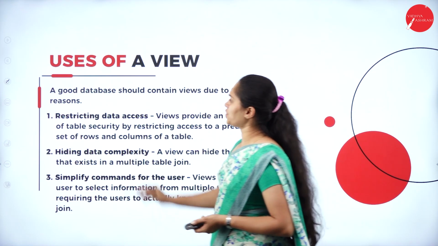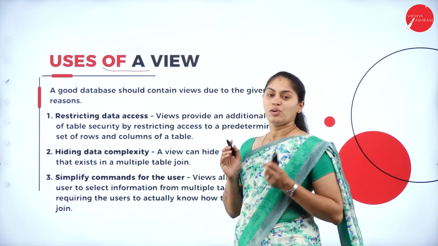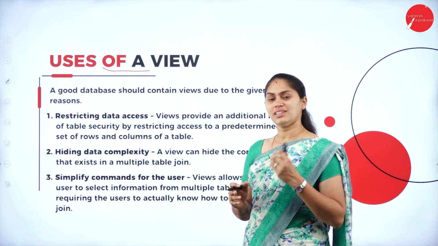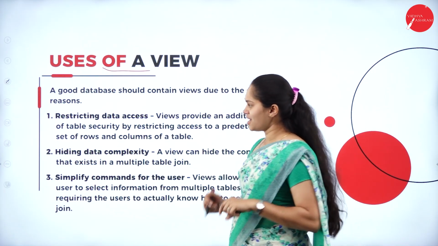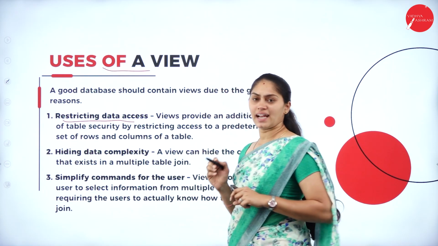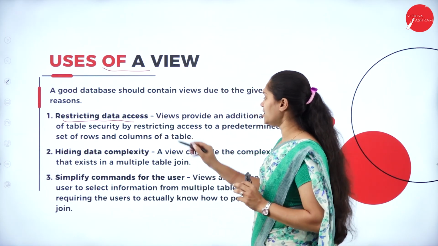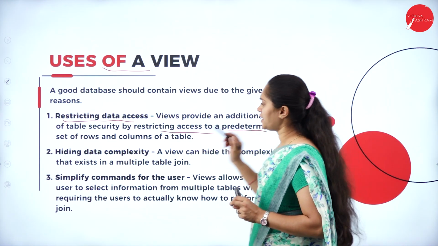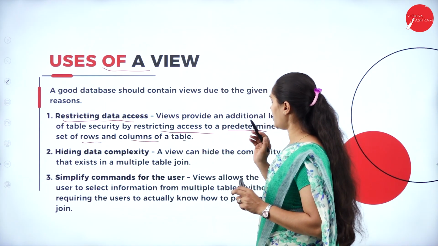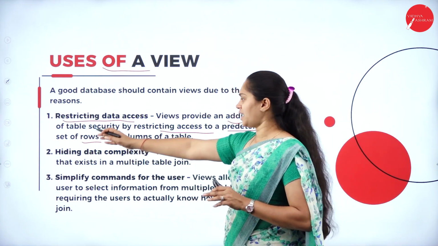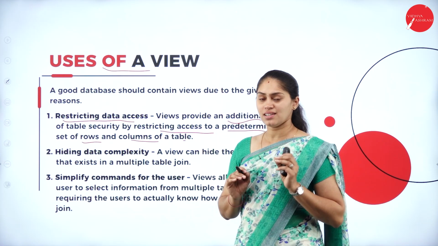Next, here we have the uses of view. Now you know what a view is, how we create a view and how we delete a view. Then what are its uses and advantages? First, we have restricting data access. That means you can get table security here by restricting access to a predetermined set of rows and columns of a table. This will provide one additional level of table security whenever we have a view.